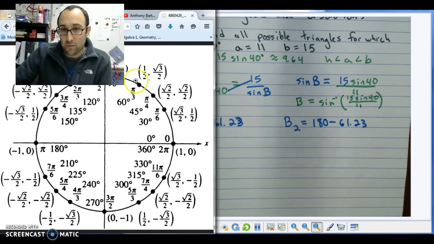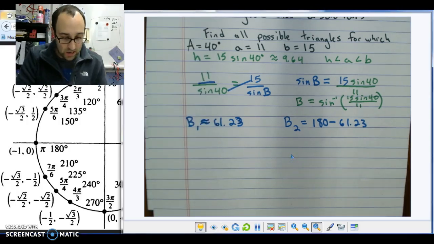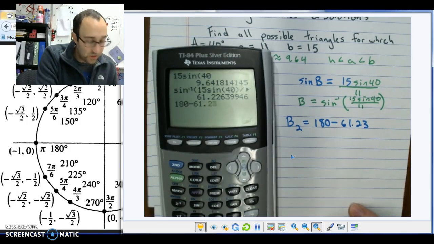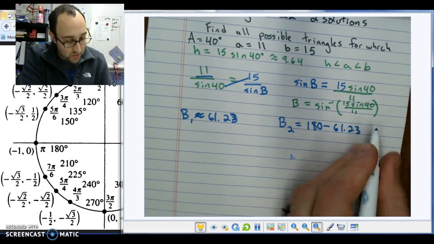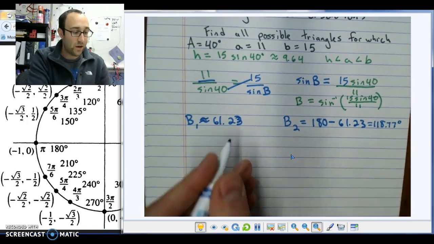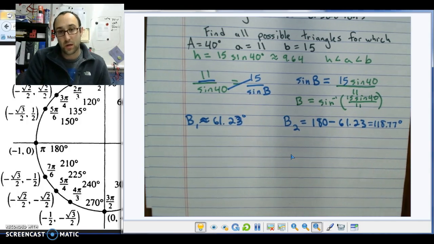If we look at this one, 60 degrees is going to be up here, so it's a little bit more than that, and then the other one is going to be about right here on the unit circle. So we're going to have this spot and this spot. We have 180 minus 61.23, and you're going to get 118.77. So B2 is going to equal 118.77 degrees. So we have our two degree measures right there. Now this just becomes two problems that we have to solve.